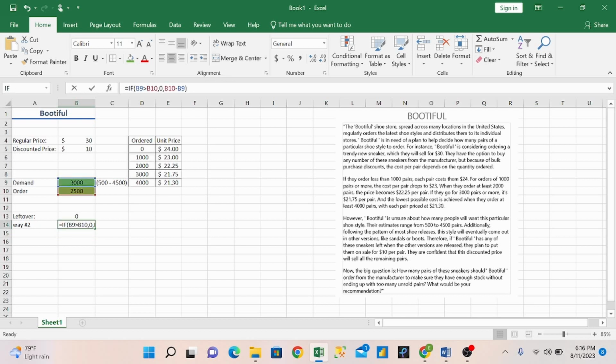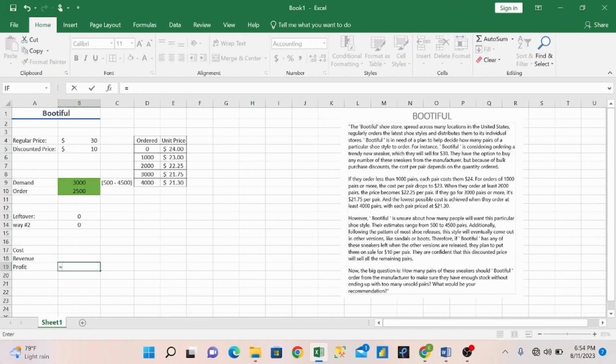This formula just does the exact same thing as the max function. Okay, so the big question here is how many pairs of these sneakers should Bootiful order from the manufacturer to make sure they have enough stock without ending up with so many unsold pairs. So for me to do that, I need to start looking for my cost, my revenue, and my profit.